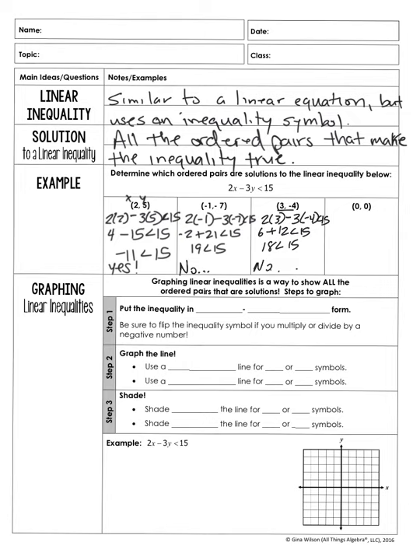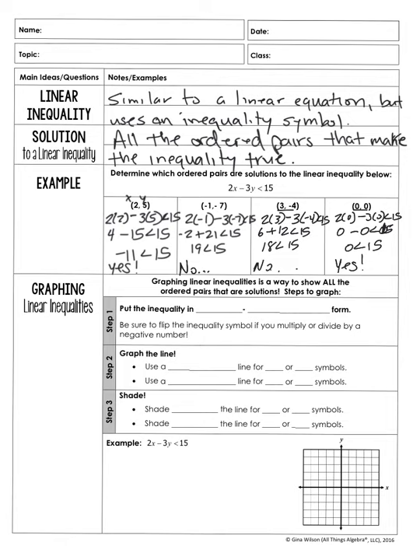And last but not least, the ordered pair 0, 0. Well, 2 times 0 is 0. Negative 3 times 0 is 0. Got 0 happy. Is 0 less than 15? Yes. 0 is less than 15. Therefore, the ordered pair 0, 0 is a solution to this inequality.